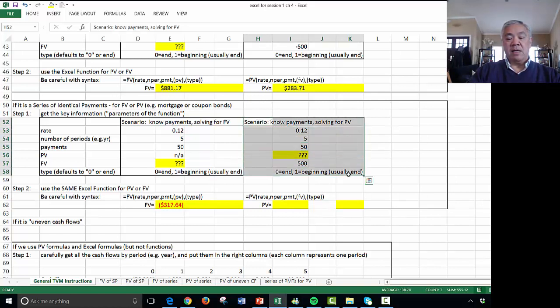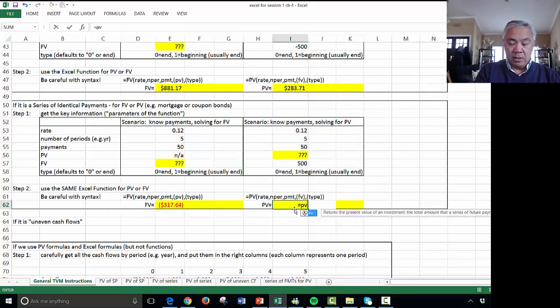So this is the scenario if we're getting money up front now and then we're paying money over the next few years. And this is like a car loan, right? Where you get money from the bank to buy your car and then you're paying back the bank every month. So let's do the formula.